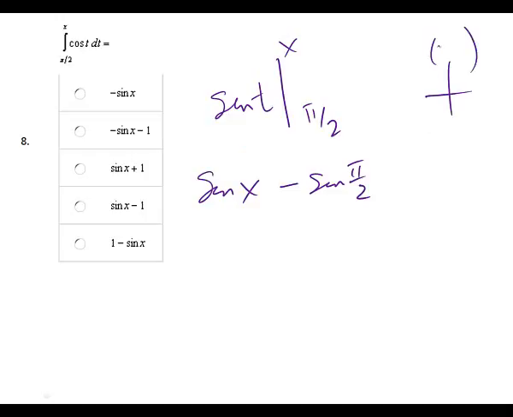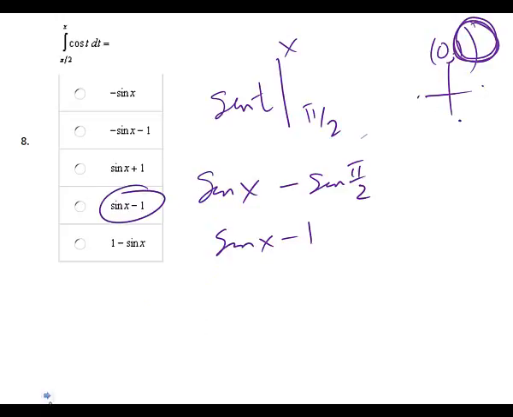Pi over 2 is up here, which is out 0 and up 1. What's the sine of pi over 2? So sine x minus 1. You need to know that coordinate of the unit circle. We're in the second semester of calculus. You should at least be able to write these four, right? And figure it out. Okay.